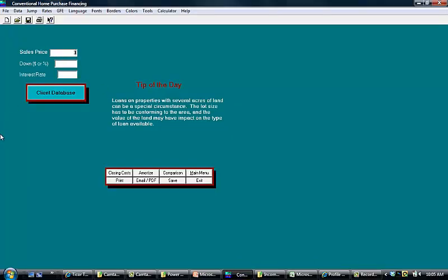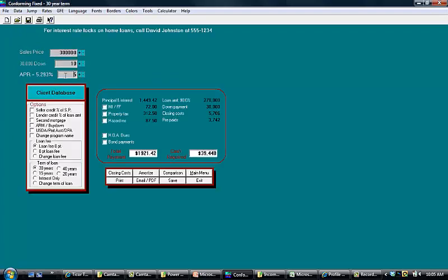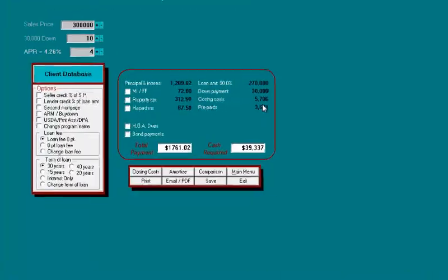Here's what that can look like. Say, for example, somebody is buying a house for $300,000, and they're going to put 10% down, and their interest rate is going to be, say, 4%. Here's their principal and interest. Of course, they have mortgage insurance, property taxes, hazard insurance, total payment. Okay. Their loan amount at 90% is going to be $270,000. They put $30,000 down, and here's their closing costs.